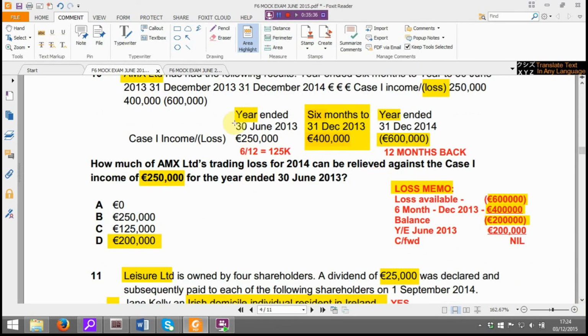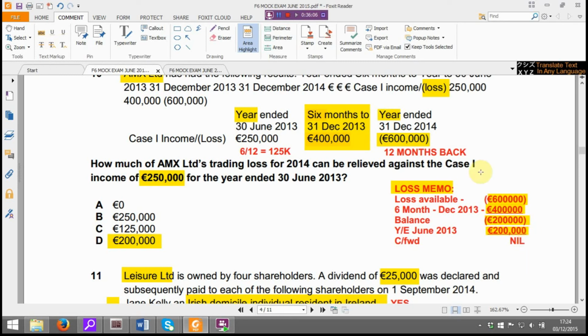Now the twist here, and the reason why it might have been easy to make a mistake, is that if we're left with 200 after taking out the 400, certainly we can go back another 6/12, but unfortunately we don't have enough loss left. We've only got 200. So basically, in terms of going back to that period, we would only have up to 200 available. Okay. Hopefully that makes some sort of sense.